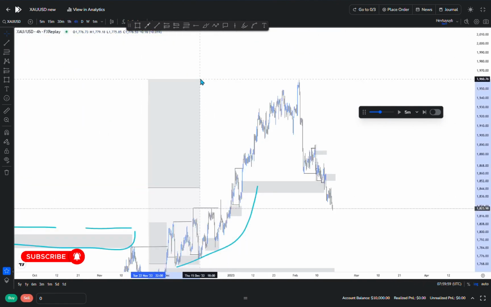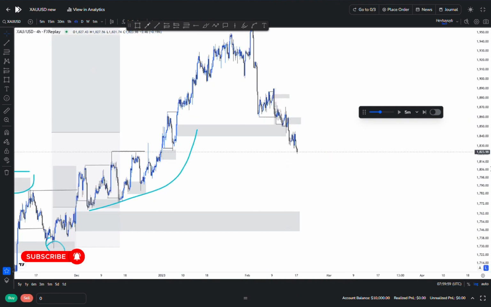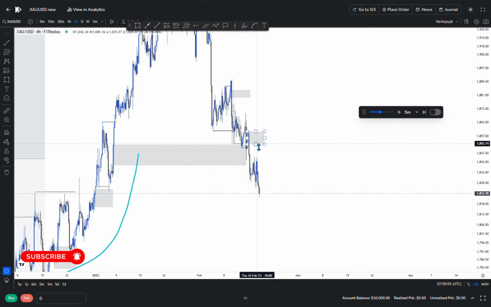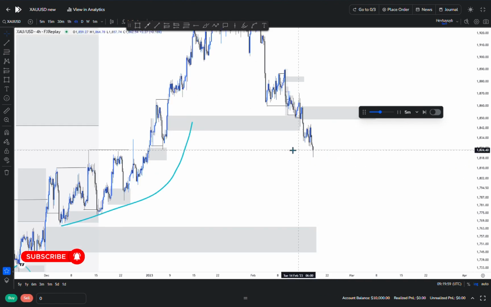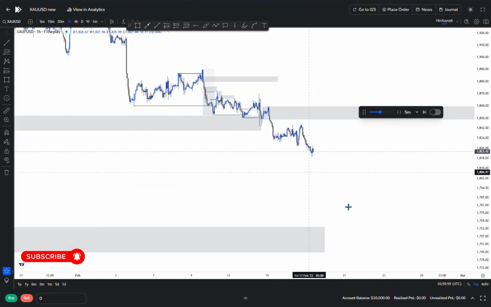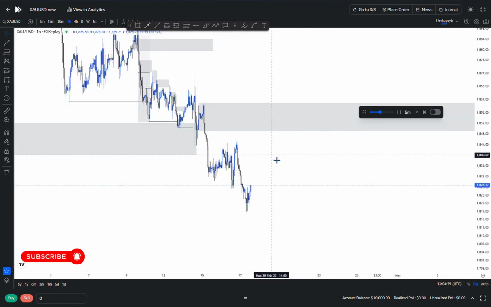I'll be very careful about selling from here. But if price should come back to this level that I marked here, I'll still be interested in selling. So let's see. If it is not clear, you do not have any reason to force anything.